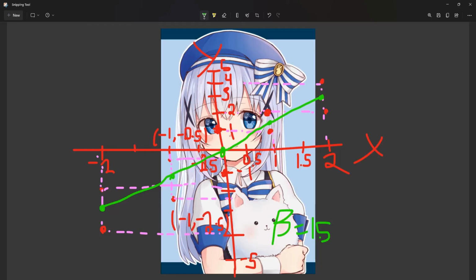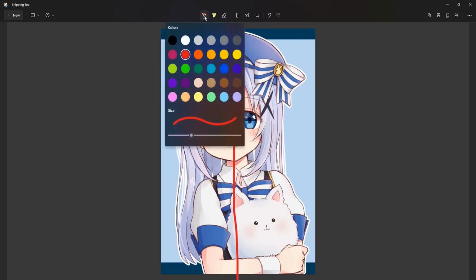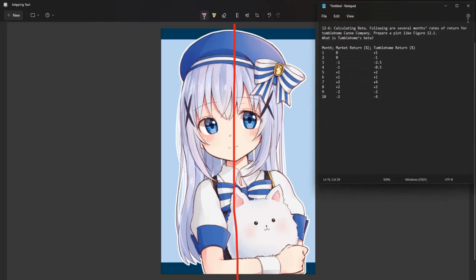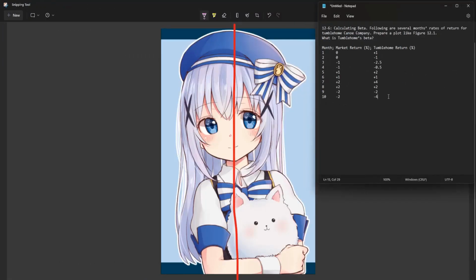That is how you do chapter 12, question 6. I'll admit that's a very weird one to explain, but once you see how it works out, it makes more sense. On to question 2.